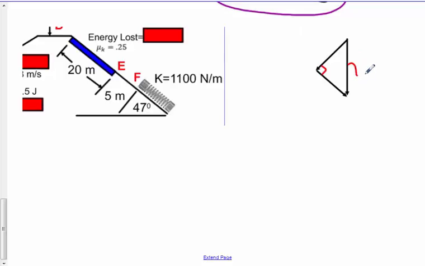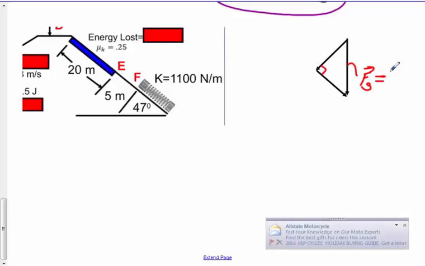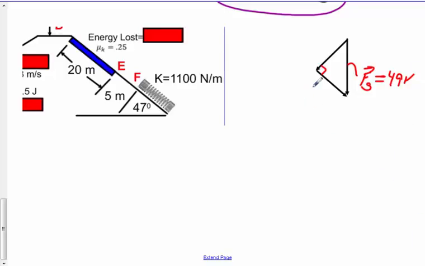This is going to be my force of gravity here, and that's going to be 5 times 9.8. That's going to give me my 49 newtons here. Sorry, my email's popping up. If this is 47 here, this angle here is going to be 47. You can prove that with geometry. I want to find this. This is what I'm interested in. That's going to be 49 newtons times the cosine of 47 degrees.